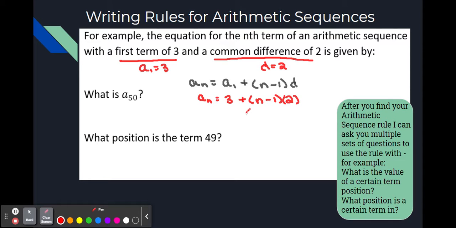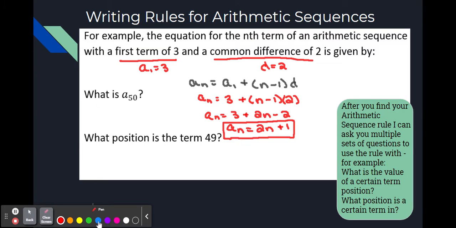It's up to you whether you want to put those in parentheses or not. And then you would just clean this up. So I would distribute. I get 2n minus 2, and then combine my like terms. And I get 2n plus 1. And there's that linear format we know, y equals mx plus b, is the same in this arithmetic rule, a sub n, where I can find any term.